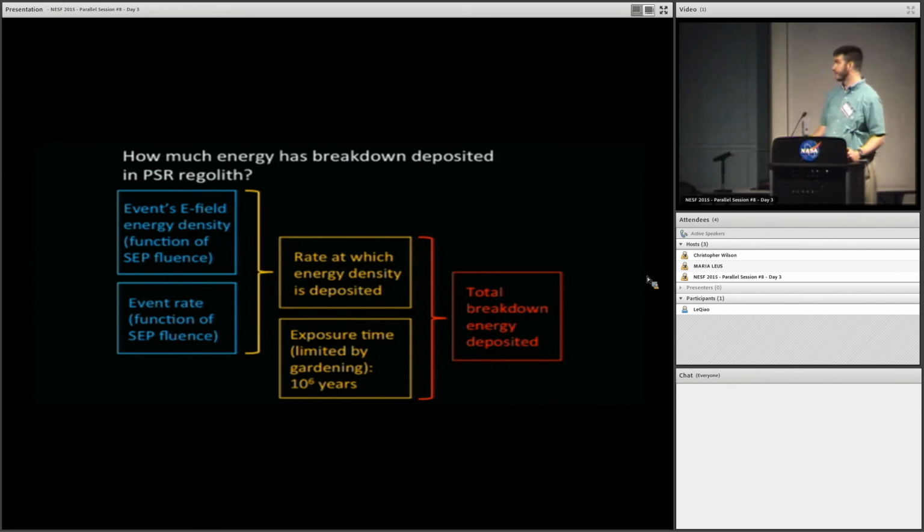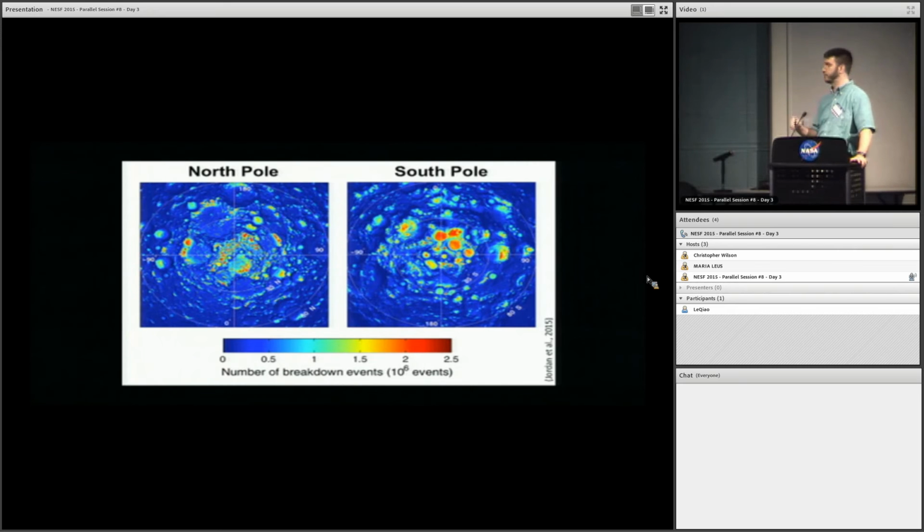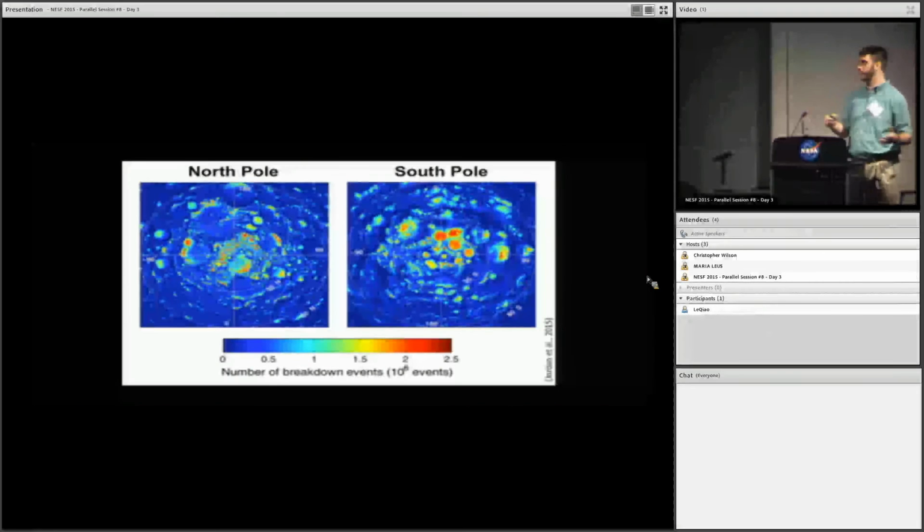Can't order it, unfortunately. So the event rate is shown sort of in this figure. It's not exactly the event rate. It's a combination of event rate plus exposure time.